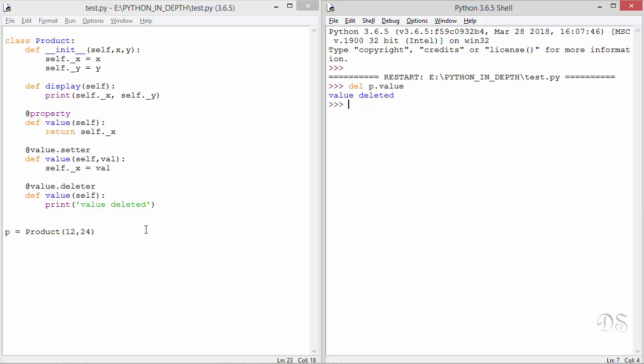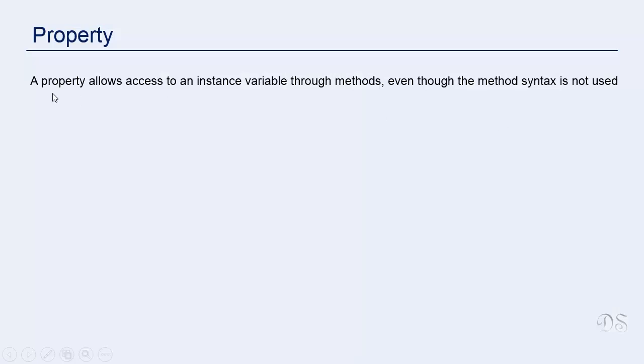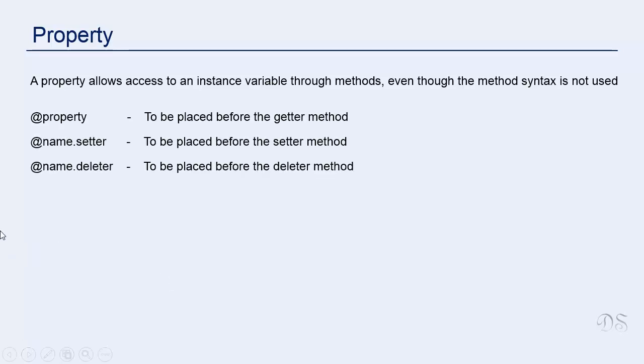Now let us summarize whatever we have learned about properties. A property allows access to an instance variable through methods, even though the method syntax is not used. Using the property syntax, we can define methods that are automatically called when an instance variable is referenced, assigned, or deleted. For getting a property, you need to write this line just above the method definition. For setting a property, you have to write this line, and for deleting a property, you need to write this line. The names of these methods are the same, and all of them take self as the first argument, and the setter method takes an additional argument for setting the value of the property.